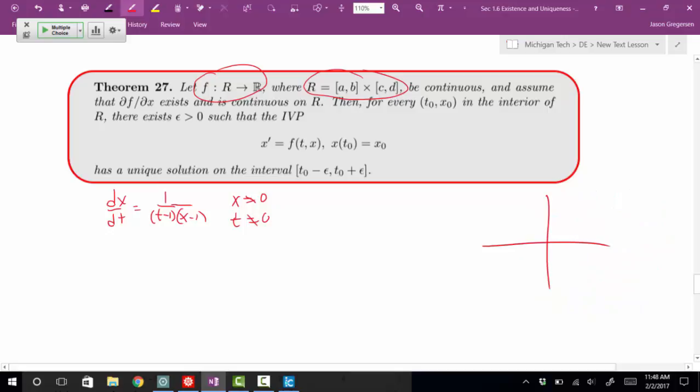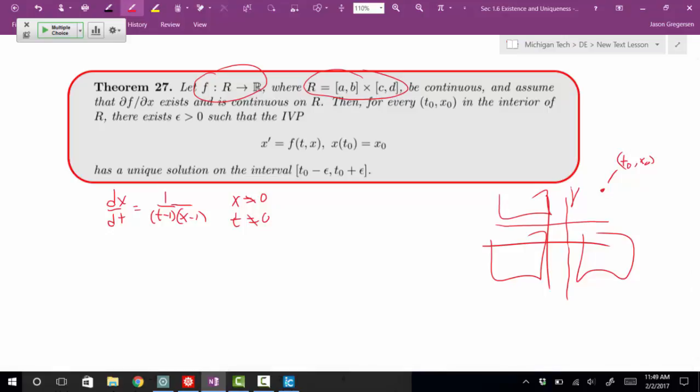There's my coordinate system. X can't be equal to 1, so it can't be on that line. And t can't be equal to 1. So now once again I have these rectangular regions that I'm working in. Okay? So if you're in one of those regions and you pick some initial condition right there, some t0, x0, the theorem says there will be a unique solution that goes through that point, and it gives us a little window around t.